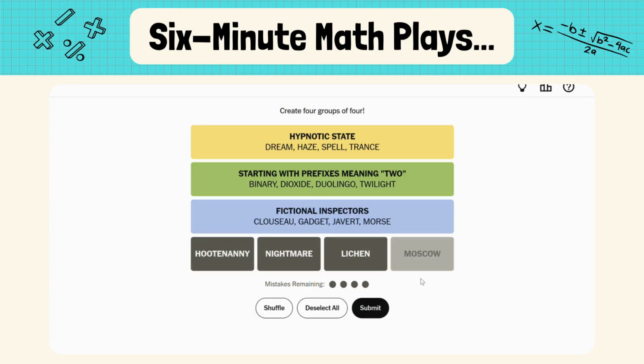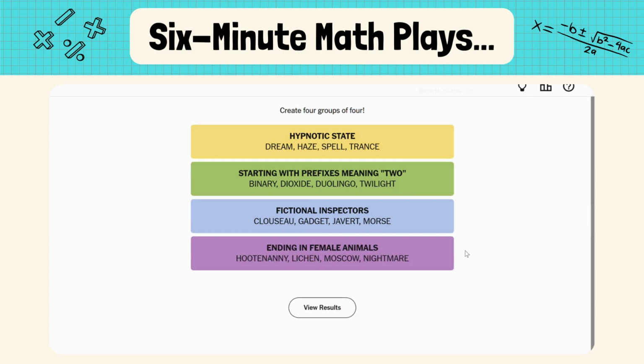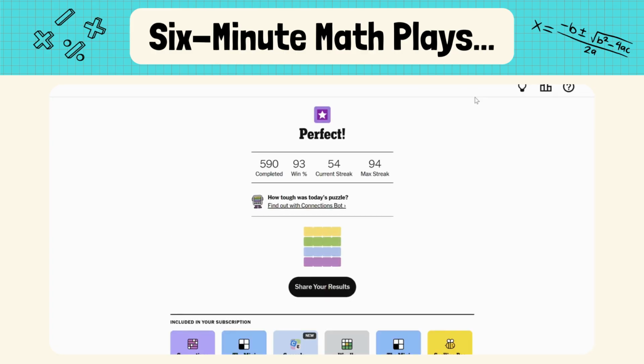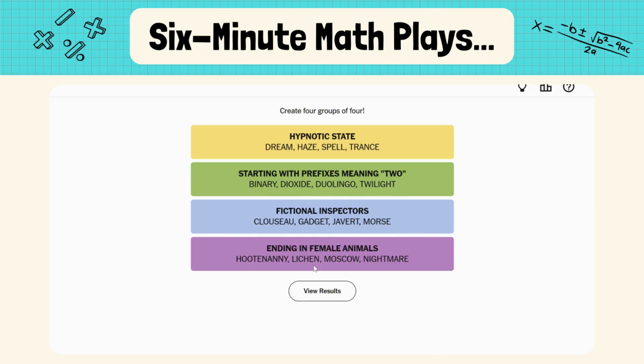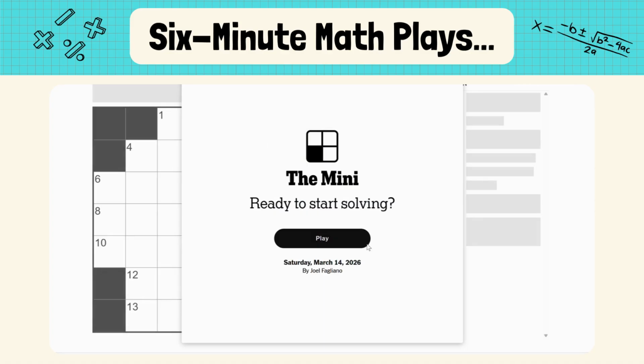Fictional inspectors. And then I think has to do something with the endings. Ending with female animals. So I was on the right track. Oh, hen. Nanny? I don't know what a nanny is. Hen, cow, and mare. All right, let's finish it off with the mini today.